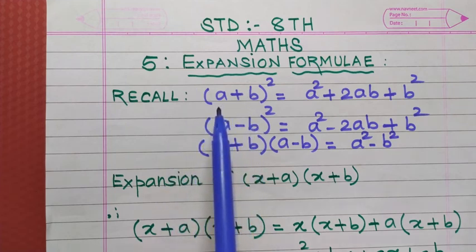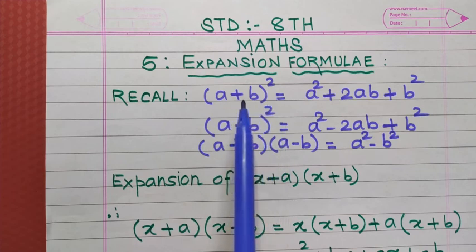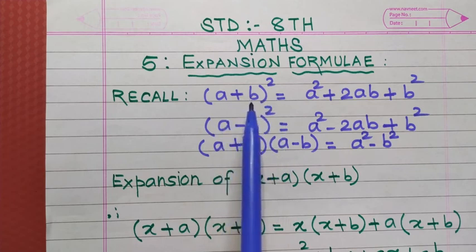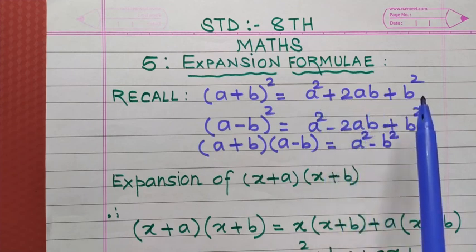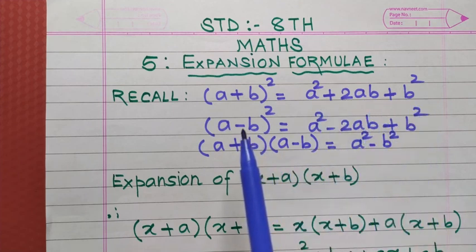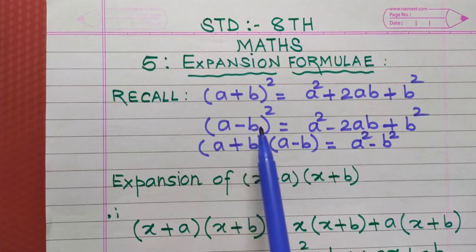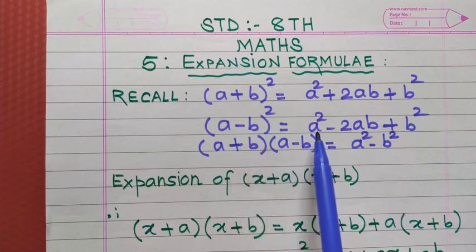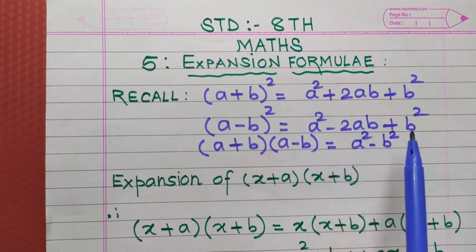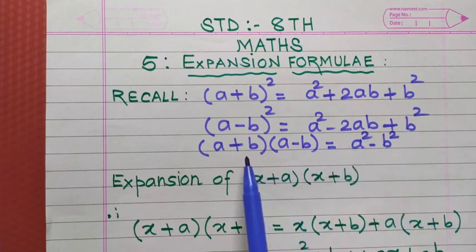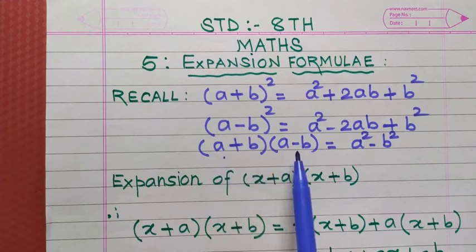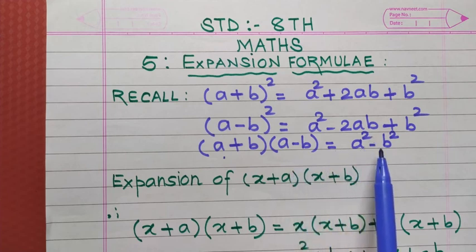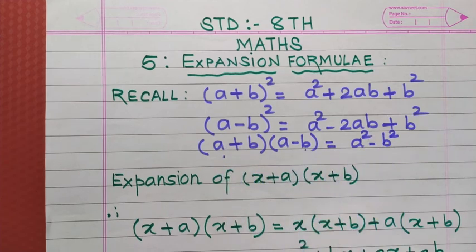First formula, (a plus b) whole square. It is the expansion of (a plus b) whole square as a square plus 2ab plus b square. Second formula, (a minus b) whole square is equal to a square minus 2ab plus b square. And third formula, (a plus b) into (a minus b) will give us a square minus b square.